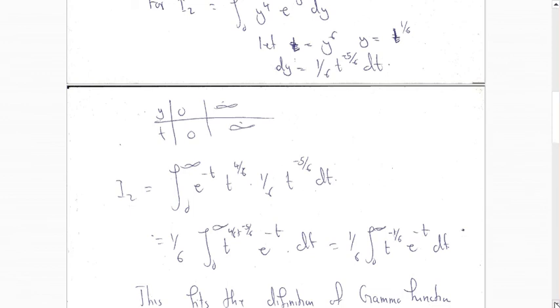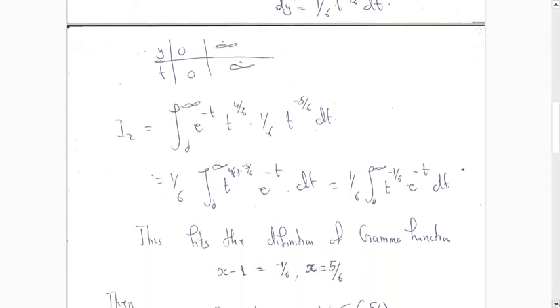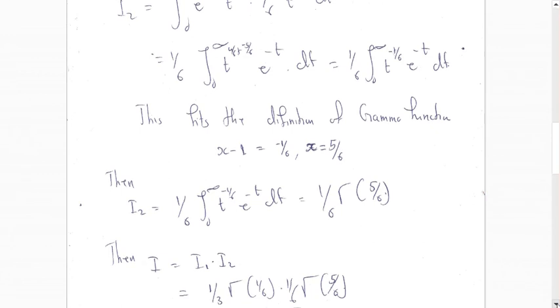Okay, so with the new variable, we'll have the integral from 0 to infinity of t raised to 4 over 6 times dy. And now dy is 1 over 6 t raised to negative 5 over 6 dt. With a little simplification, we'll put together the t and the constants. We'll have 1 over 6 outside as a constant, and the integral from 0 to infinity of t raised to negative 1 over 6, e to the negative t dt. That as well fits the definition of the gamma function. So plugging in x minus 1, we'll end up having x equals 5 over 6. Then for I2, we have 1 over 6 gamma of 5 over 6.